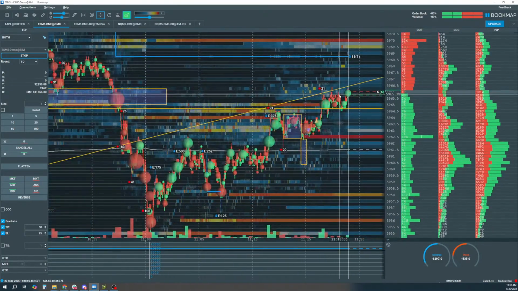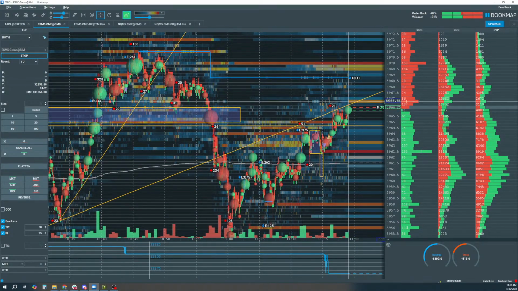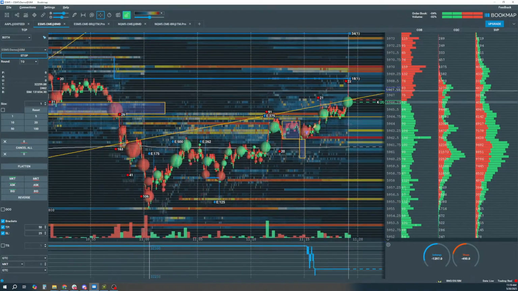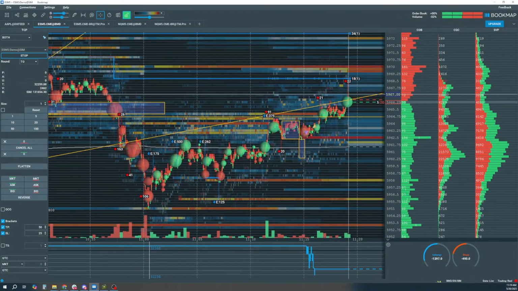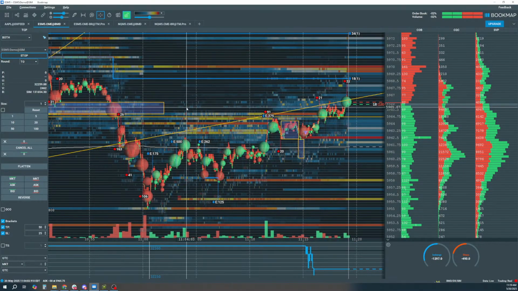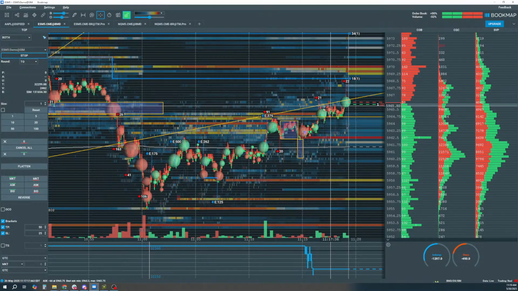All right, still climbing higher here. Well, this was our low volume pullback, and looking for that little low volume node in here that's filling in right now. It's filling in with volume, and that's not what we're looking for either. We want it to reject up here.